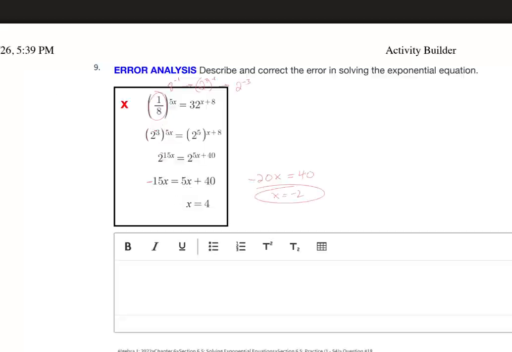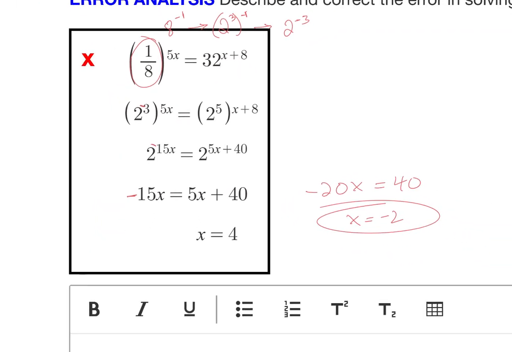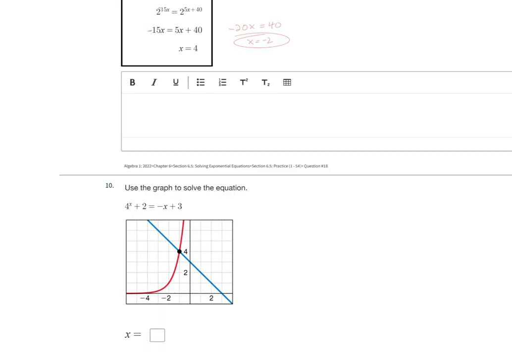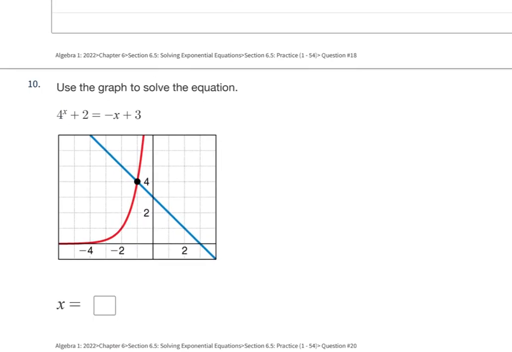I'm sorry, that's the error. It's just that negative. Sounds like a mistake I would make, if I ever made math mistakes, right?